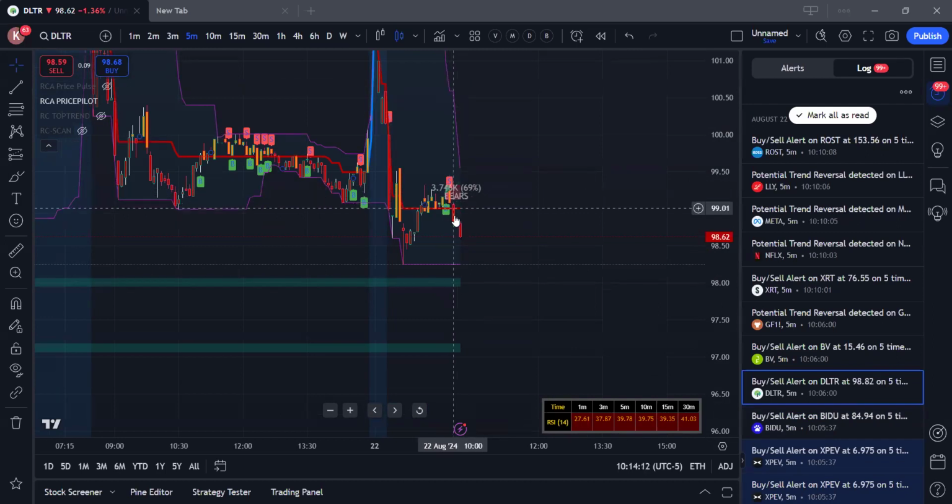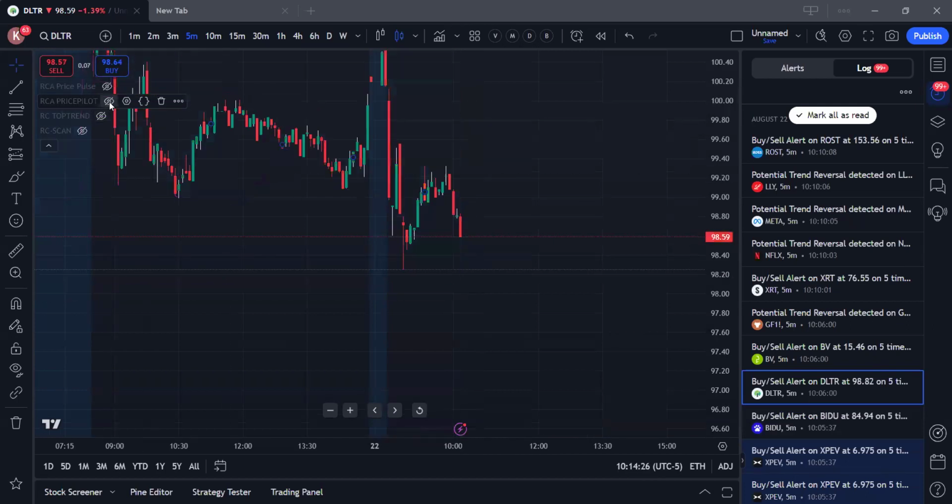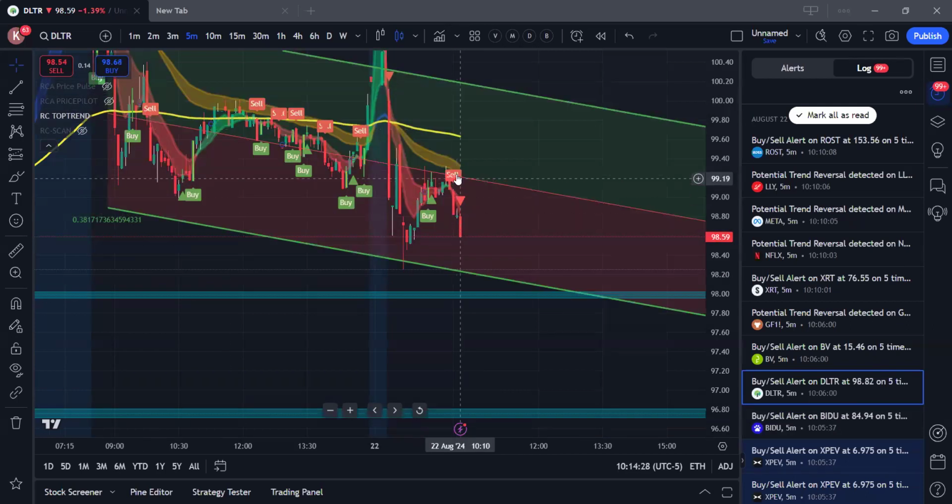And then the orange candle turned to red candles, right? You can see complete bearish candles. So Price Pilot is telling that it can go all the way down. So your support is somewhere around 98.2. And if I go to Top Trend also, I can see that this is orange color, this is red color. So there is a high possibility for the stock to come all the way down somewhere around $98.